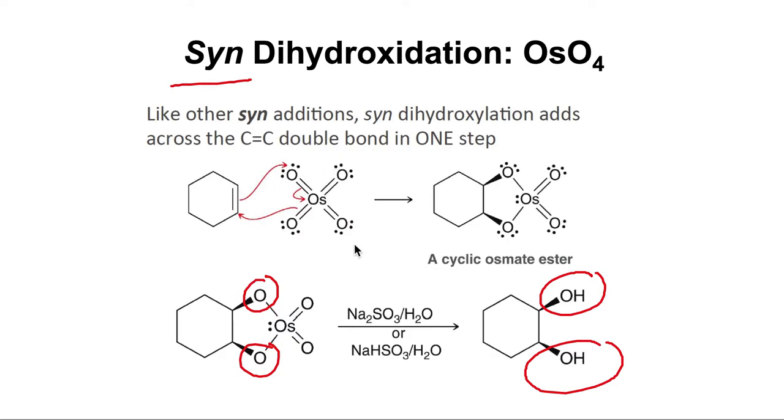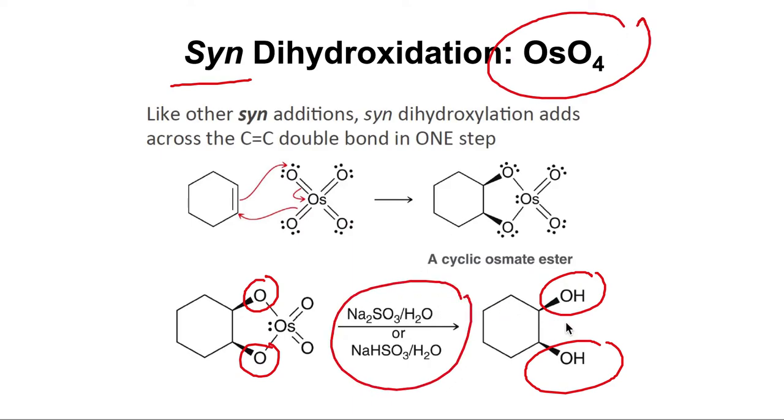Because of that, when we treat the double bond with osmium tetroxide, we get this ester right here that then is reduced to the alcohols. So you will always see two steps. You will see osmium tetroxide, and then you will see either one of these two, which will cleave this osmium from the oxygen, and that's how we get the diol.